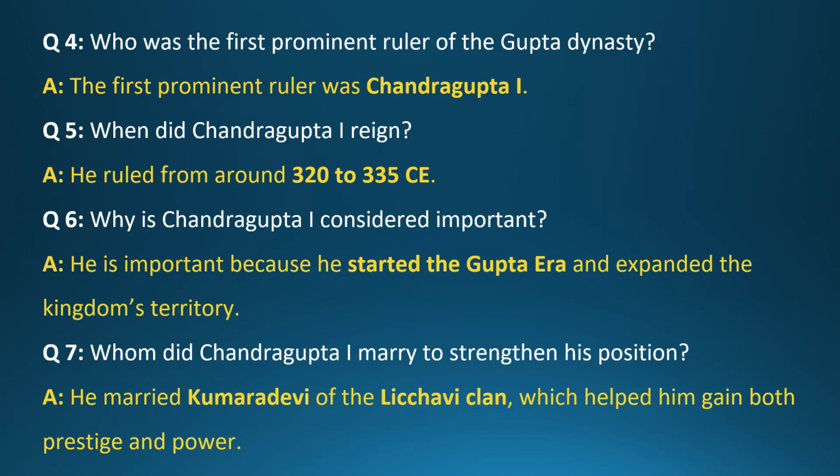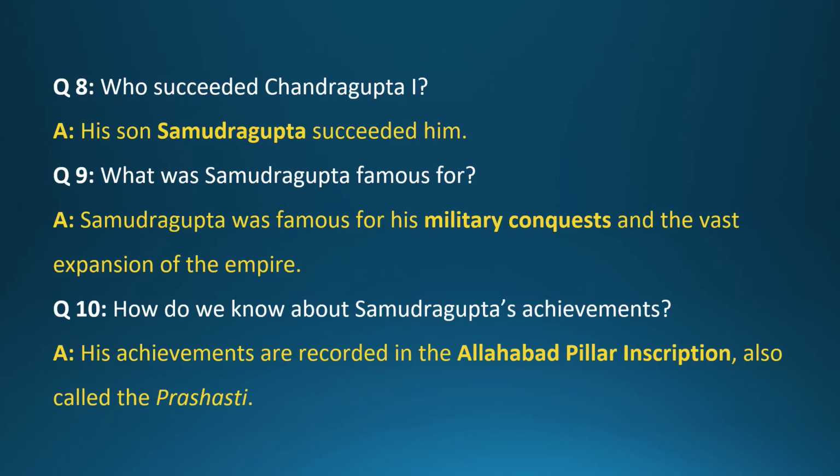Question 7. Whom did Chandragupta I marry to strengthen his position? Answer. He married Kumaradevi of the Licchavi clan, which helped him gain both prestige and power. Question 8. Who succeeded Chandragupta I? Answer. His son Samudragupta succeeded him.